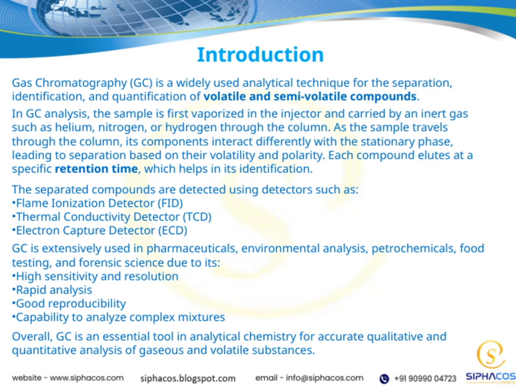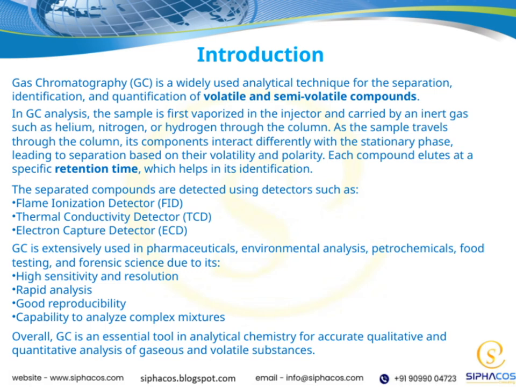a long, narrow column. As the mixture moves through the column, each component interacts differently with the stationary phase inside. This causes separation based on properties like volatility and polarity. An important concept here is the retention time, the specific time it takes for each compound to exit the column, which helps us identify the compounds in a mixture. Once separated, these compounds are detected using various detectors, including flame ionization detectors, thermal conductivity detectors, and electron capture detectors.